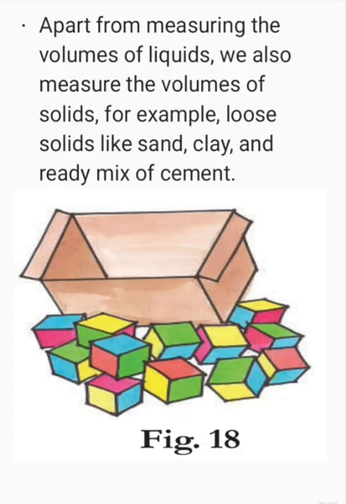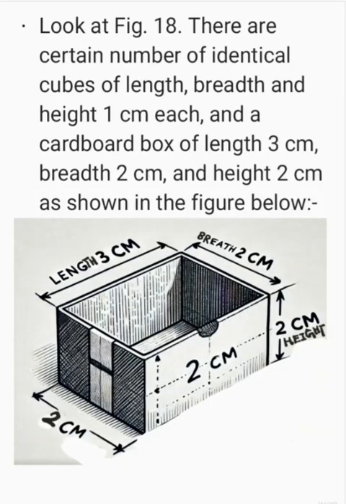Apart from measuring the volumes of liquids, we also measure the volumes of solids, for example, loose solids like sand, clay, and ready mix of cement. Look at figure 18. There are a certain number of identical cubes of length, breadth and height 1 cm each, and a cardboard box of length 3 cm, breadth 2 cm, and height 2 cm, as shown in the figure below.